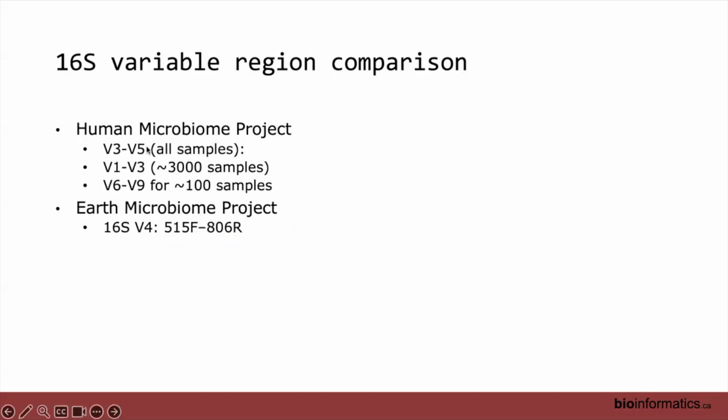And so, yeah, if you look at some of these really big projects that have aimed to standardize the target that you might be looking at, if we look at the Human Microbiome Project, they sequenced a lot of different samples. And they sequenced them with different regions, as well as many of them with metagenomics as well. And so they did V3, V5 for all samples, V1, V3 for about 3,000 of them, and V6, V9 for about 100 of them. And then looking at the Earth Microbiome Project, as I mentioned, they're using the V4 region.